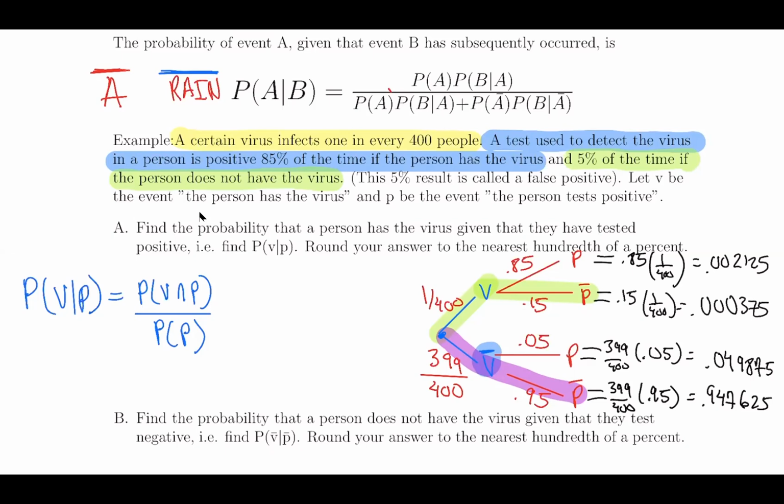Okay, so I'm going to color coordinate these probabilities. So we'll say this is yellow, this is blue, this is green, and we'll do red.